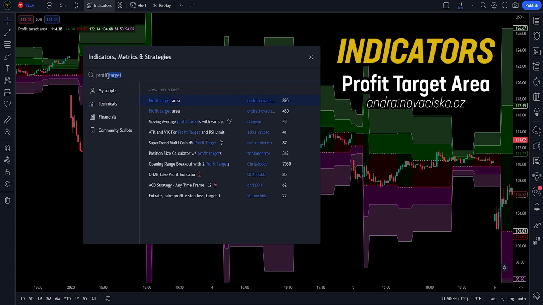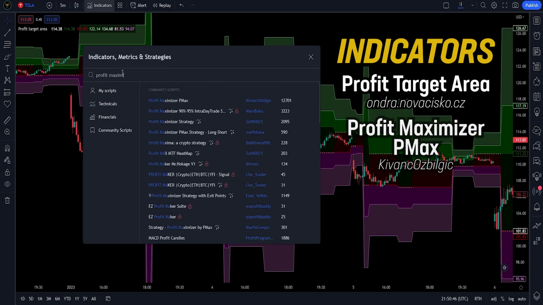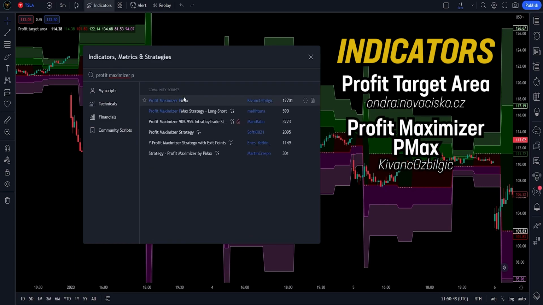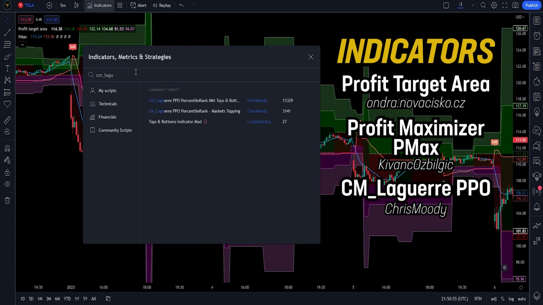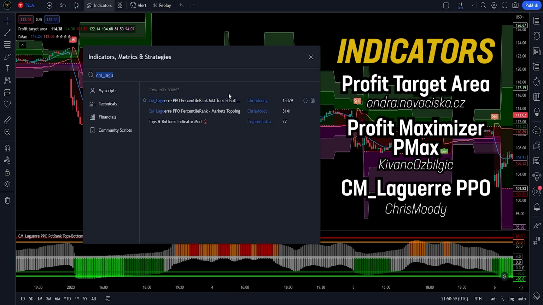The second indicator we want to add to our chart is called Profit Maximizer PMax. We will be using this very first one, so left-click it. Our third and final indicator is called CM_Laguerre PPO. We will be using this one by Chris Moody, so once again, left-click it once, and we are finished with adding indicators to our chart.